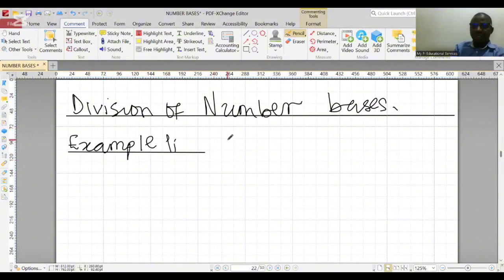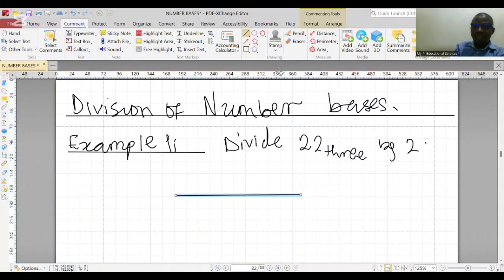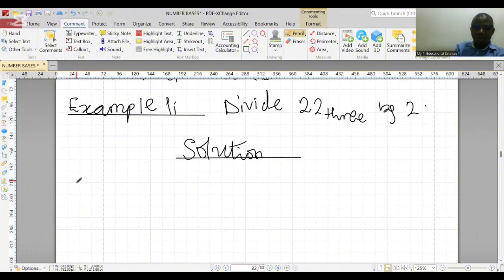Example 1. The question says, divide 2 base 3 by 2. Solution. The first thing we need to do here is to change 2 base 3 to base 10. So let's label the positions 0 and 1.